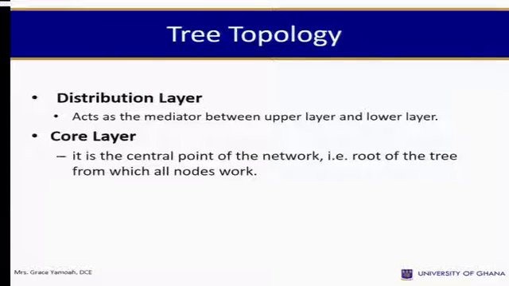In tree topology, the distribution layer acts as the mediator between the upper layer and lower layer. The core layer is the central point of the network, that is the root of the tree from which all nodes work.